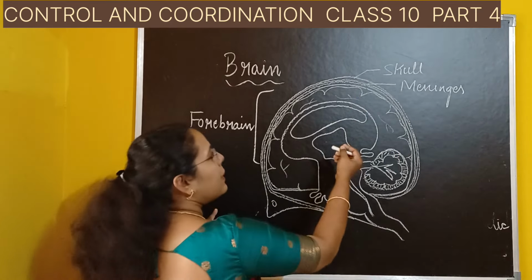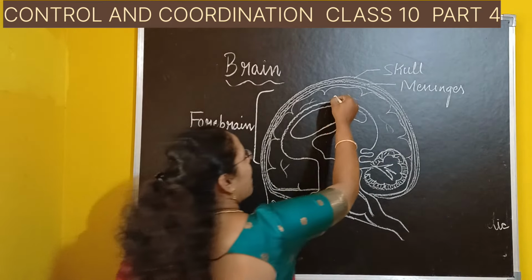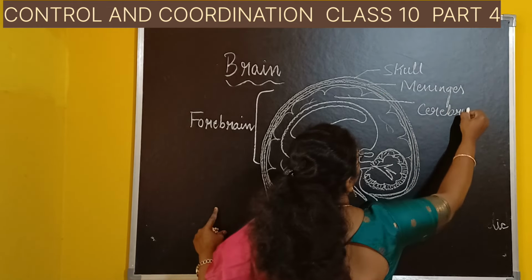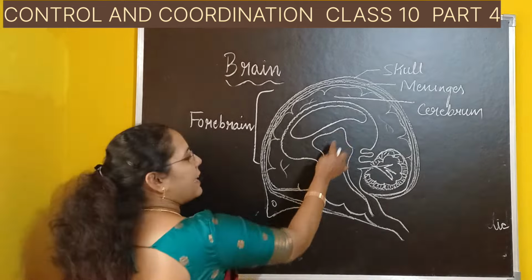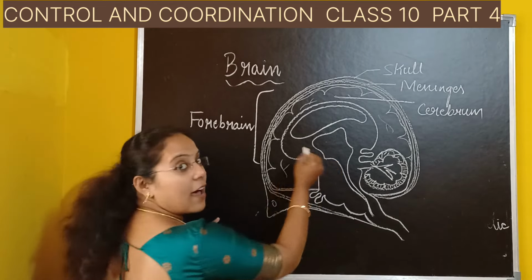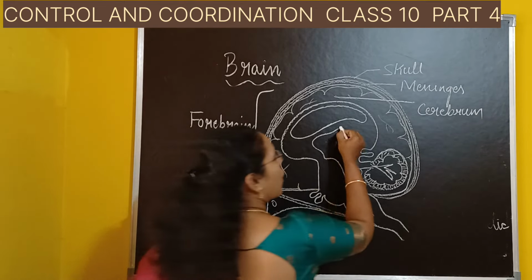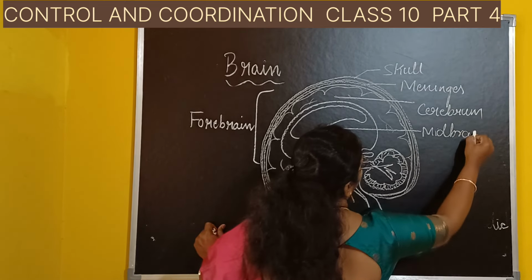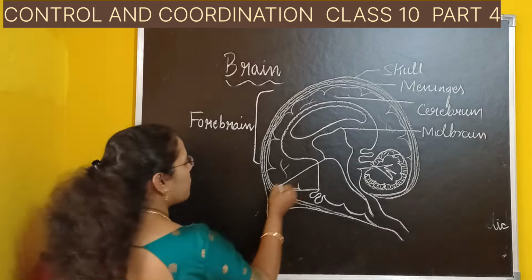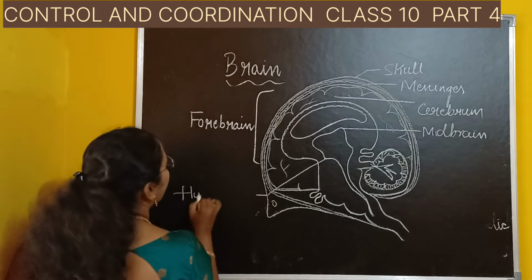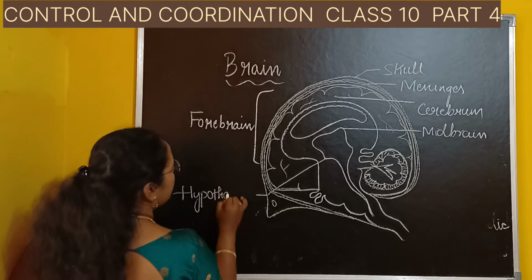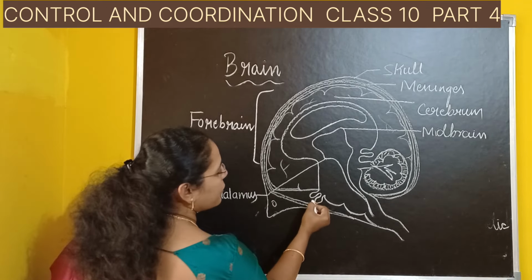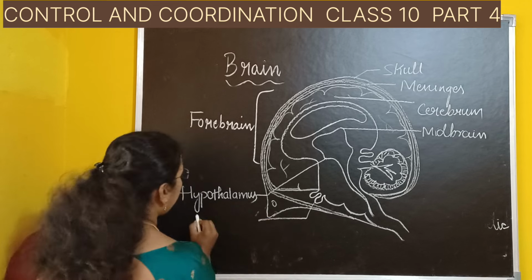When you come a little bit down, in the forebrain we have the cerebrum. You can see a kite-like structure. Opposite corners are very important. The topmost corner is the midbrain, and the bottommost corner is the hypothalamus. Then these convolutions which you are seeing here, this is called the pituitary gland.